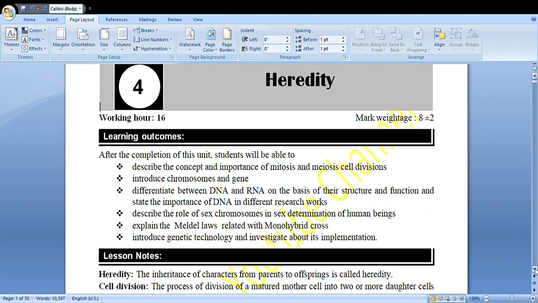Today I have brought some science materials for SEE students. Today's lesson is heredity. It is chapter 4 of science of grade 10. This lesson is equally important for SEE appearing students and the students who are appearing for supplementary examination.